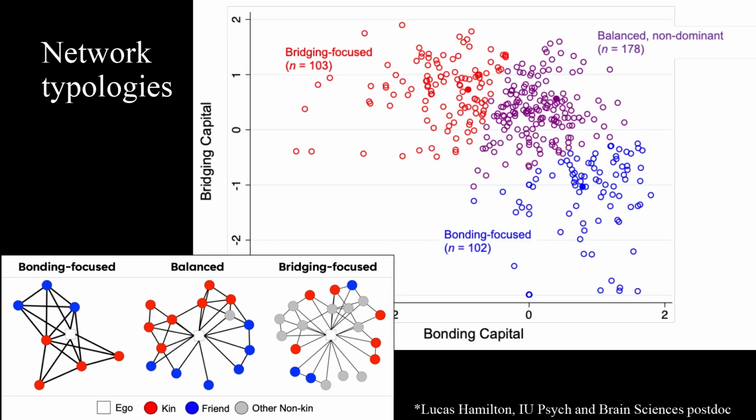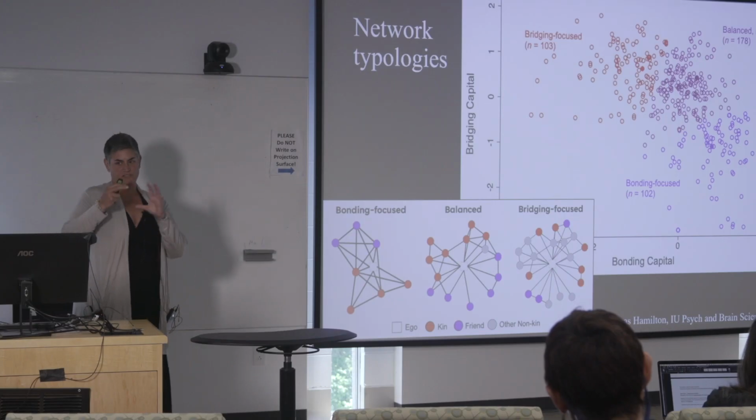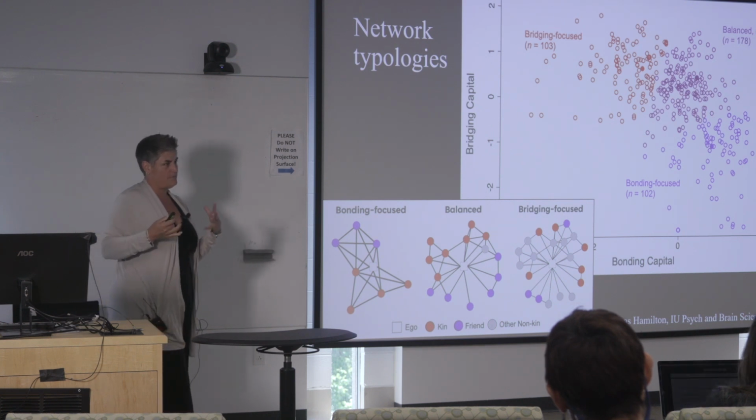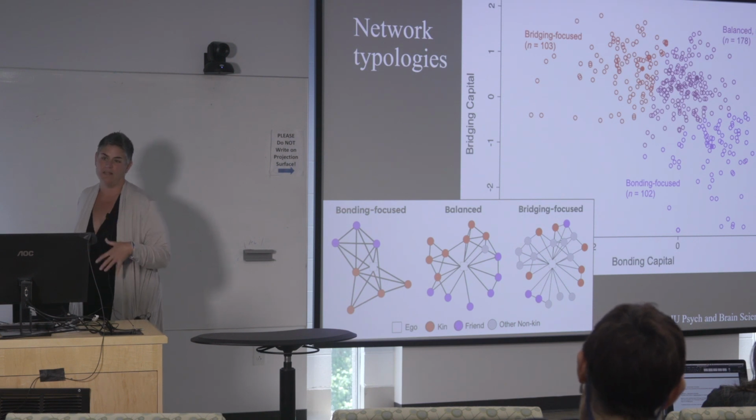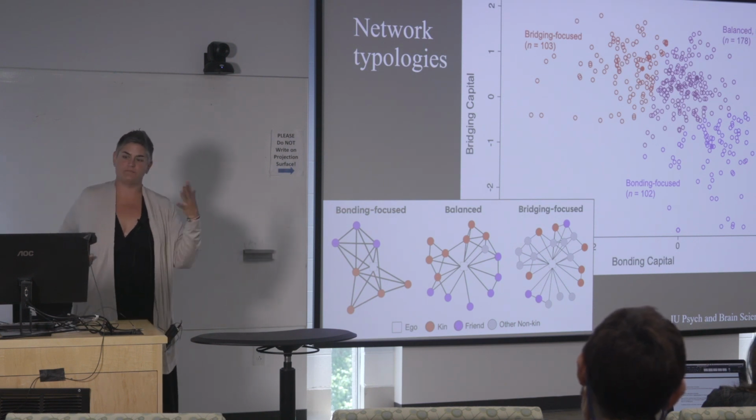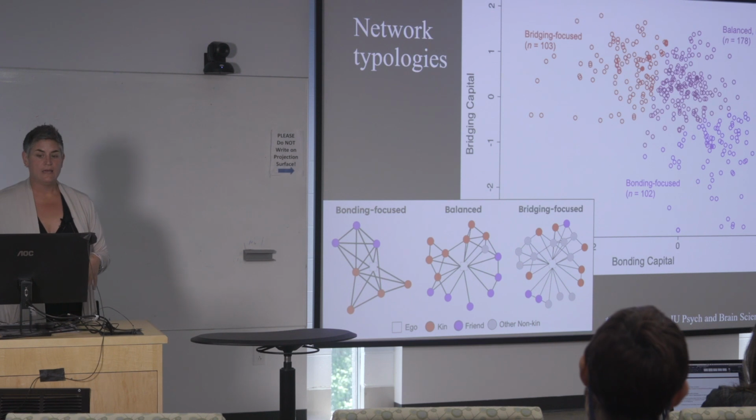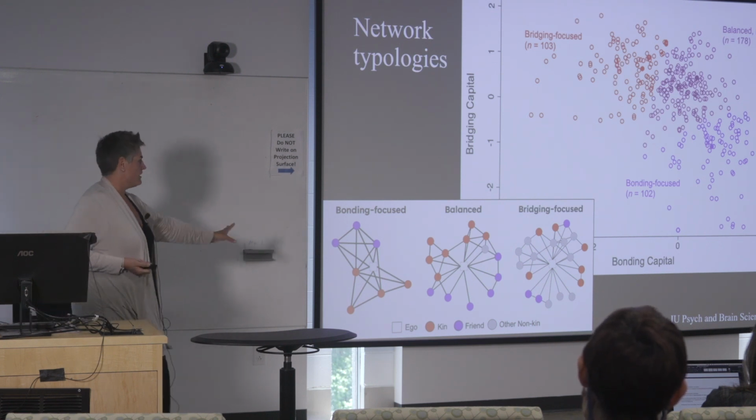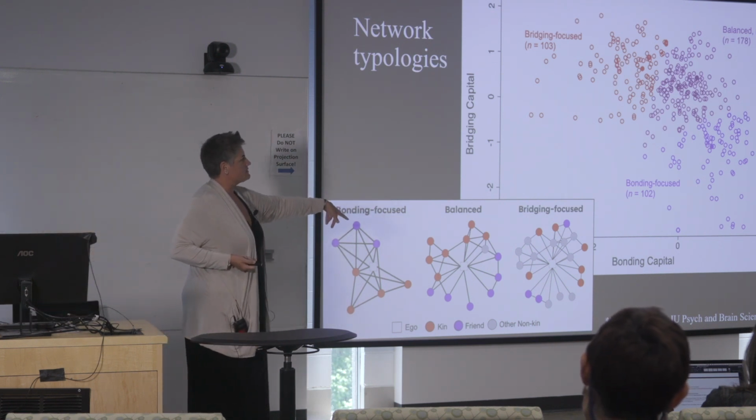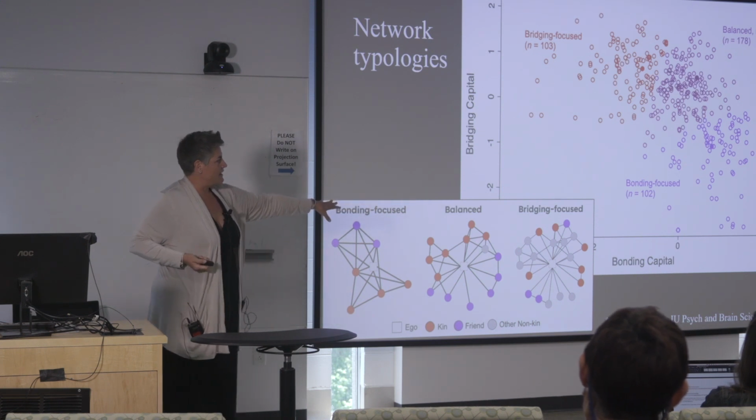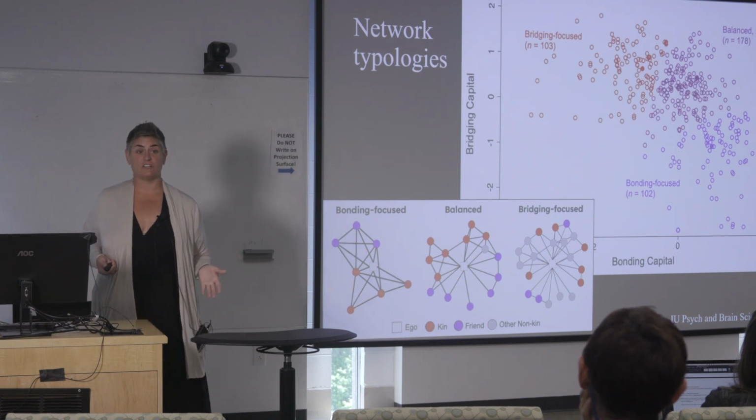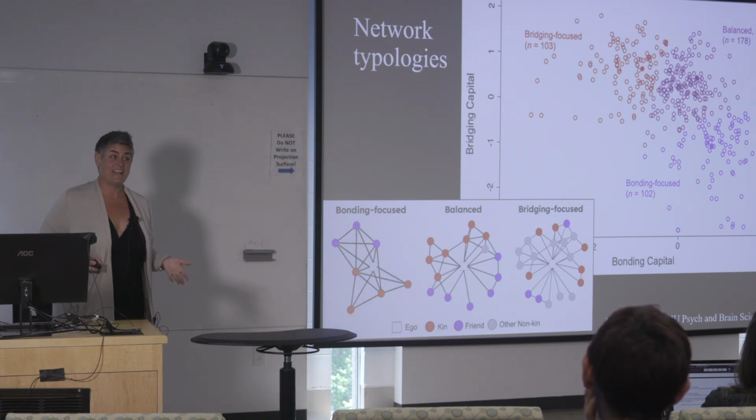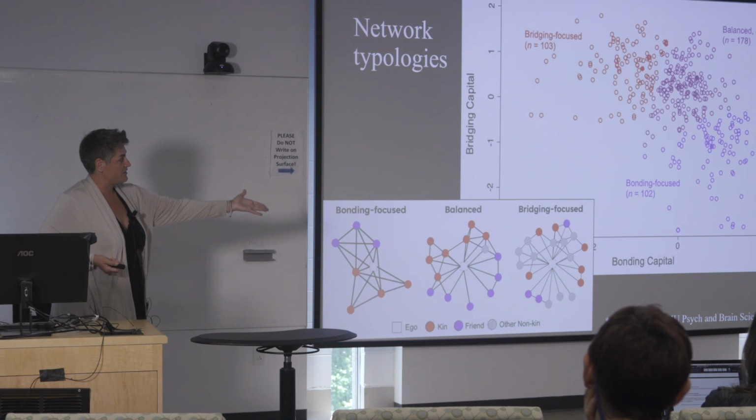And then we can also create network typologies, right? So I mentioned earlier that there are these people sort of in the middle that seem to have a mix of bridging and bonding. What our postdoc Lucas calls balanced or non-dominant networks, in terms of non-dominant bridging or non-dominant bonding. And so he used k-means clustering to identify the typologies. Three groups, 3 clusters was the best fit, which I think is really exciting because that's kind of what I would assume based on this.